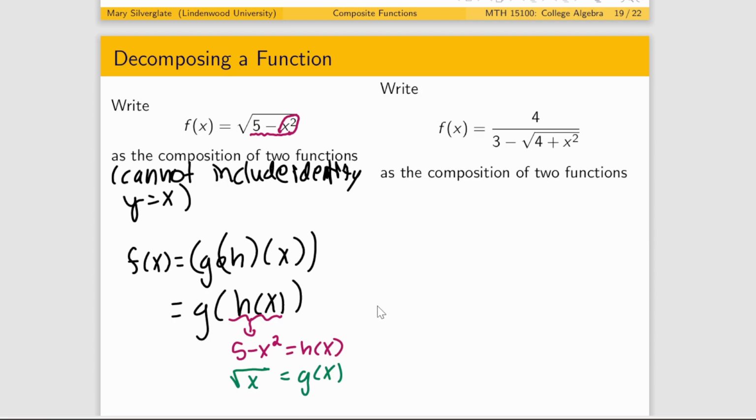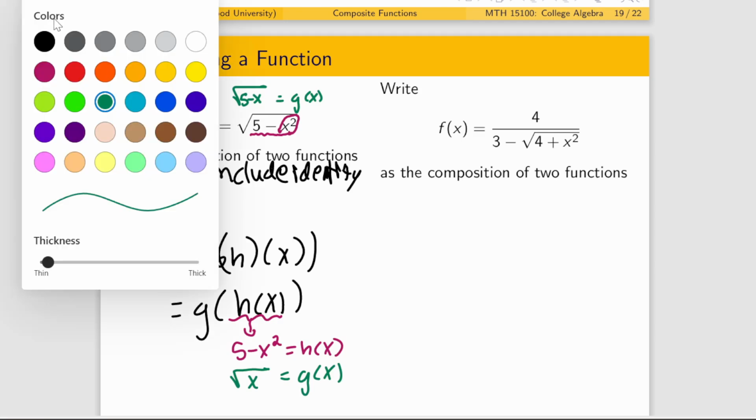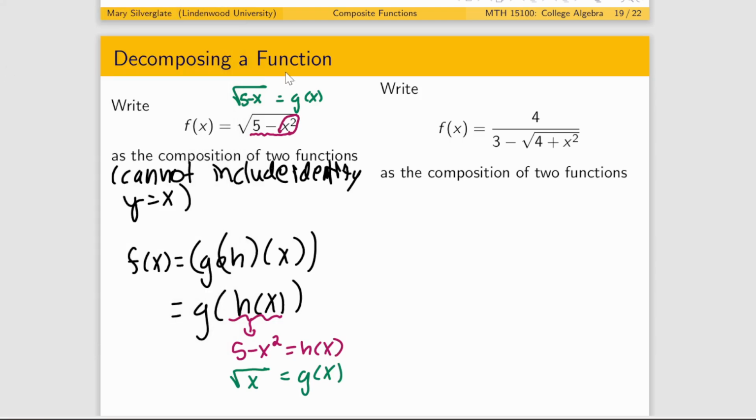So if you thought about this backwards, if I plugged in 5 minus x squared everywhere I saw an x in g of x, I would be back to the original f of x. Now let's say you just said x squared was your inside function. How would that change your answer a little bit? Well, in that case, g of x would be equal to the square root of 5 minus x. That 5 minus part would have to be part of your outside function, and then your inside function would just be x squared.